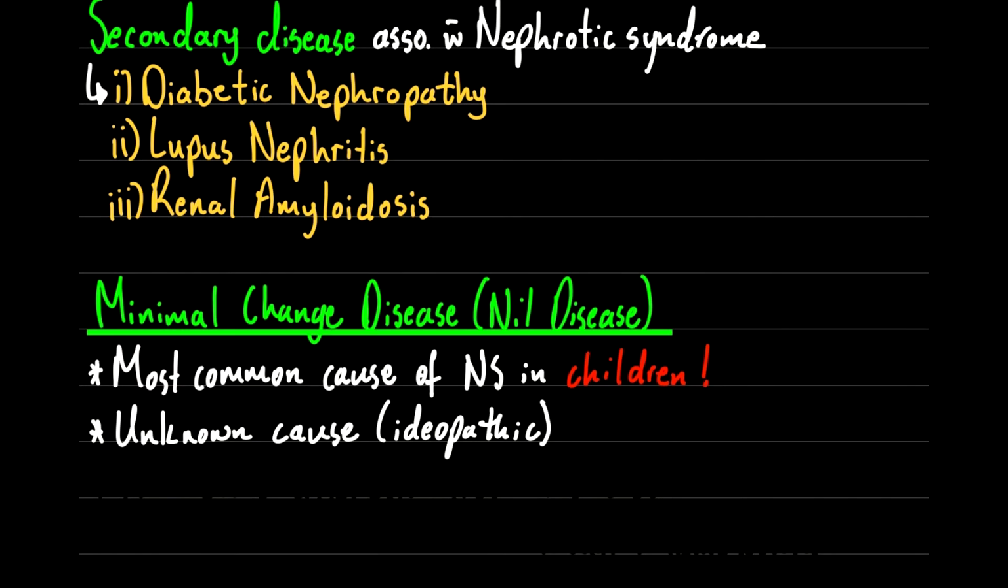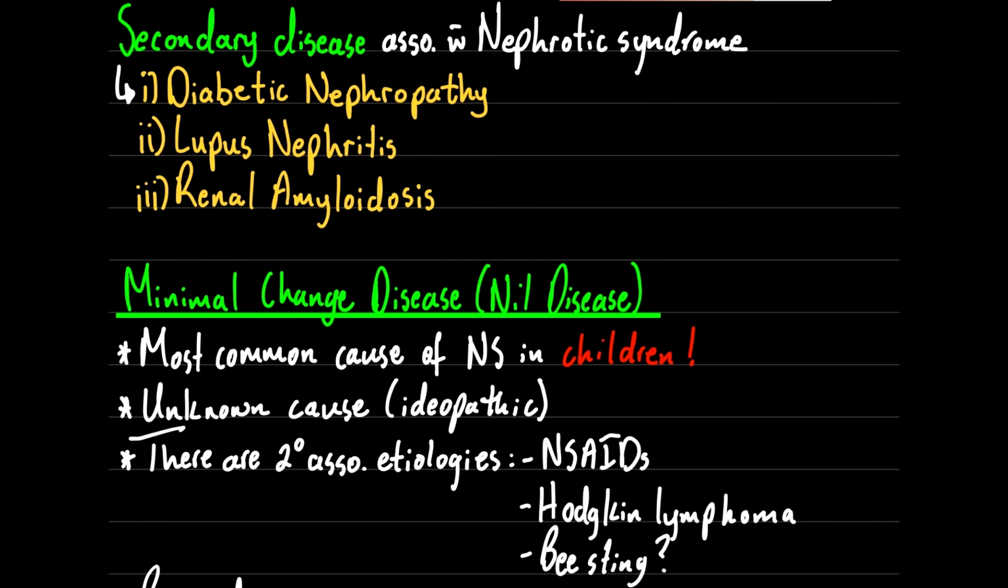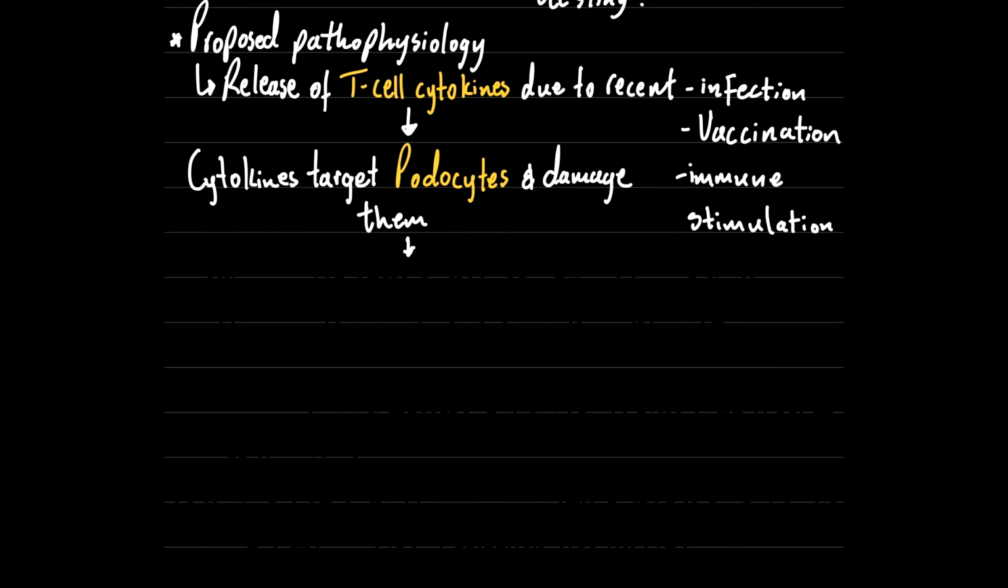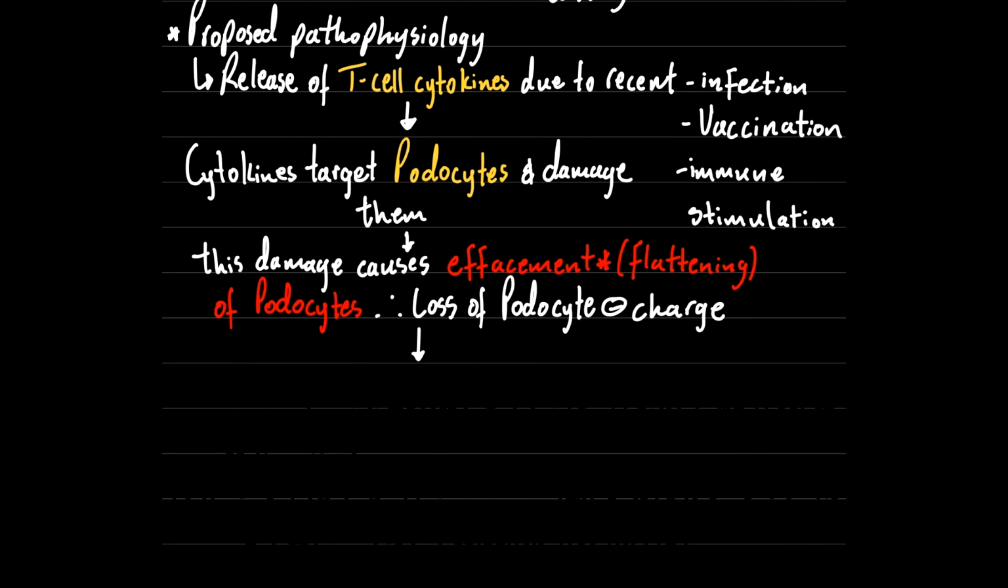So let's start with minimal change disease or Nil's disease. It is most common in children and often idiopathic, but has been associated with nonsteroidal anti-inflammatory drug usage, Hodgkin's lymphoma, and bee stings. So why these ones? Because for one, we know that nonsteroidal anti-inflammatory drugs are associated with interstitial nephritis, which could progress to nephrosis. Hodgkin's lymphoma and bee stings are associated with release of cytokines, which go on to damage the podocytes once they deposit on them, and this damage causes effacement or flattening of podocytes.